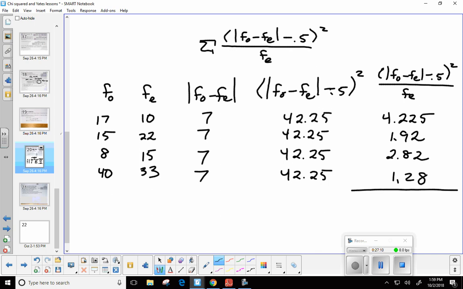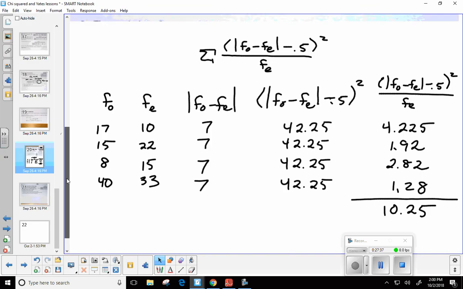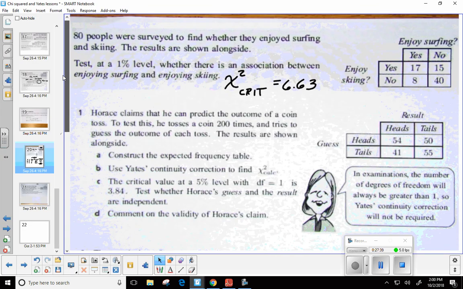Okay. And now my calculated value will be the sum of that last column right there. So 4.225, 1.92, 2.82, 1.28. What do we got? 10.25. Would you guys agree? Okay. Now, let's go back and compare it. Once I get back over here. Yeah, well, I was already on this. Okay.